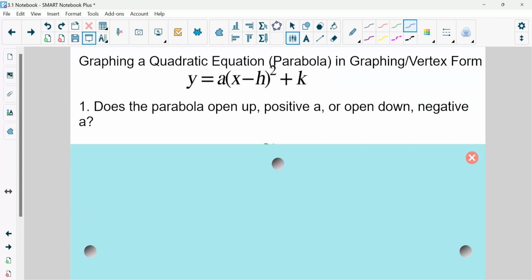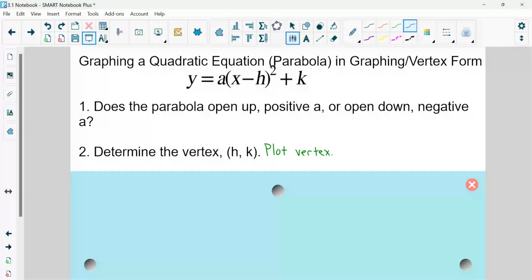Once you have that, we can figure out where the vertex is because we know that the vertex is the h, k, and we're going to plot the vertex on our graph.